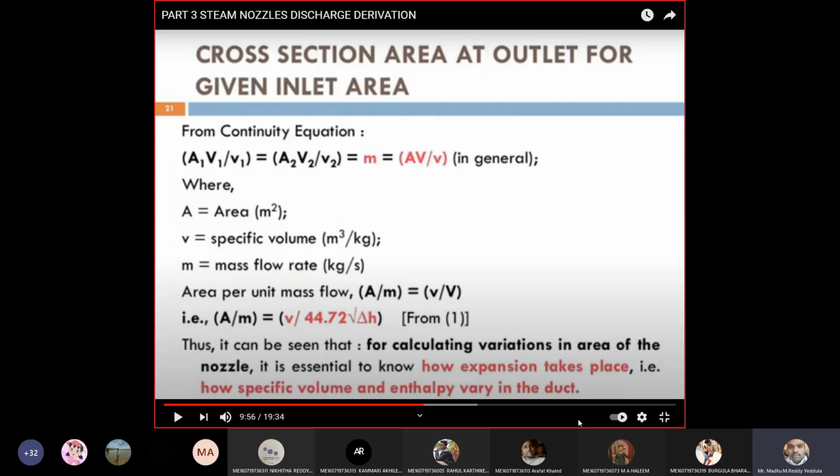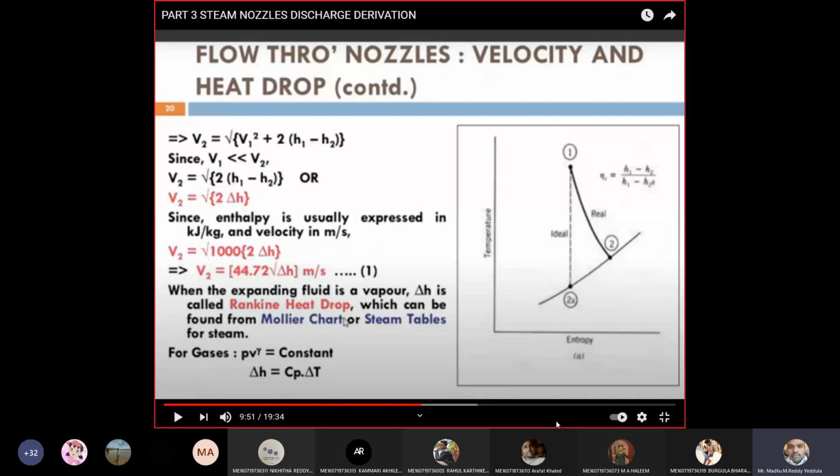Any doubt in this previous derivation, that is velocity of the steam leaving from the nozzle? Why are we multiplying with 1000? Because the SI unit for enthalpy is joule per kg, not kilojoules per kg. The value we get from the steam table is in kilojoules per kg, but the SI unit is only joules per kg. If I take enthalpy as joule per kg, only then I will get velocity in meters per second. That is the reason we multiply with 1000. So this is a very important formula you should remember: velocity of the steam leaving from the nozzle equals 44.72 under root delta H, where delta H is the enthalpy difference.